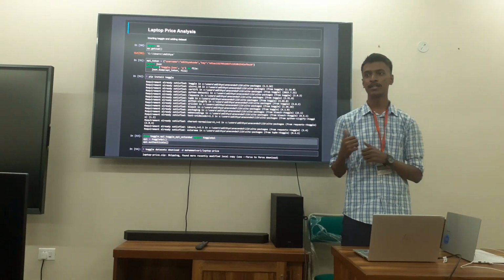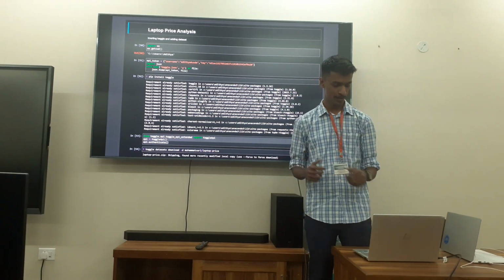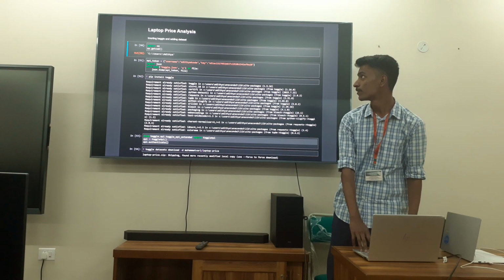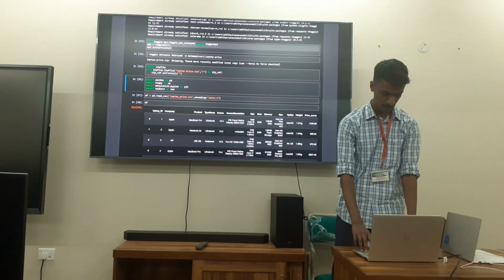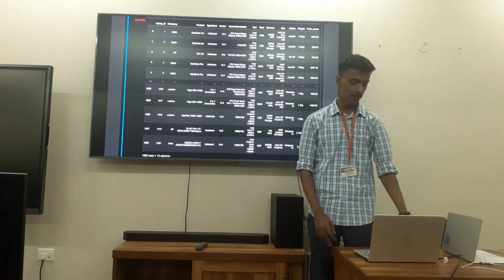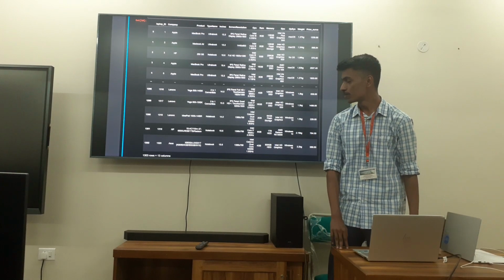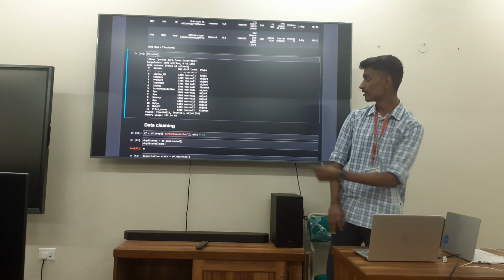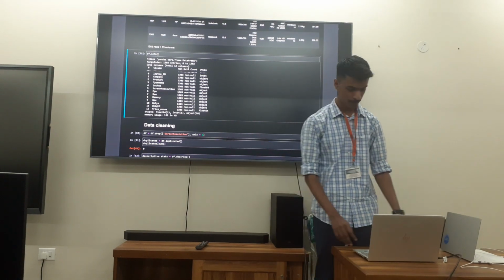And the data set was imported from Kaggle. This initial set of codes is importing the data set from Kaggle. As you guys can see, this is my data set, which consists of 1300 rows and 13 columns. These are the 13 columns which it includes.